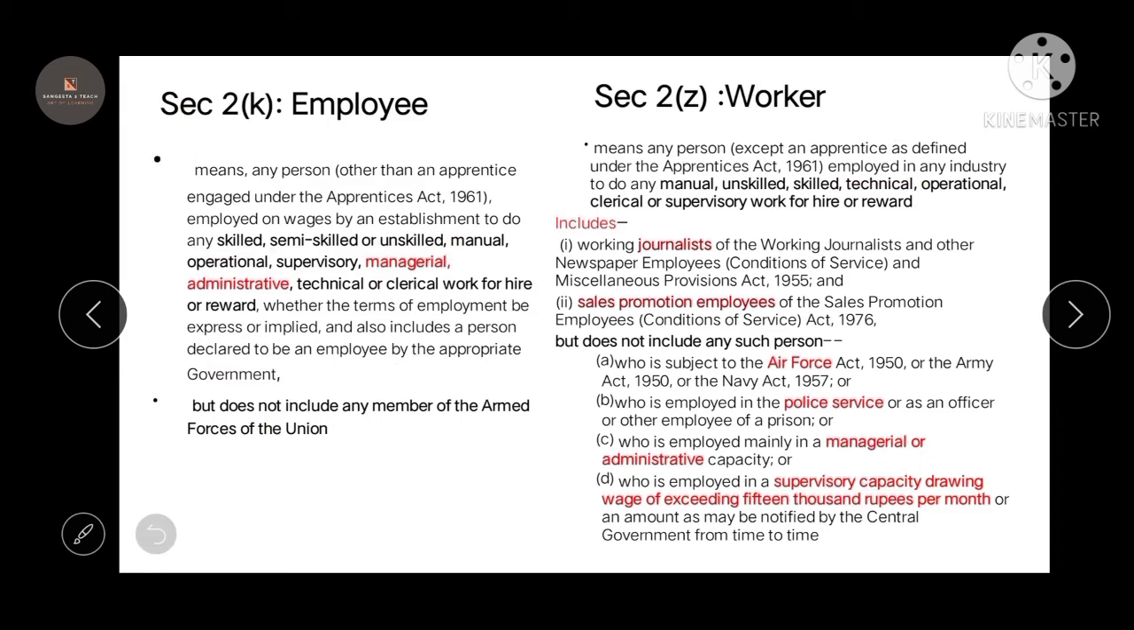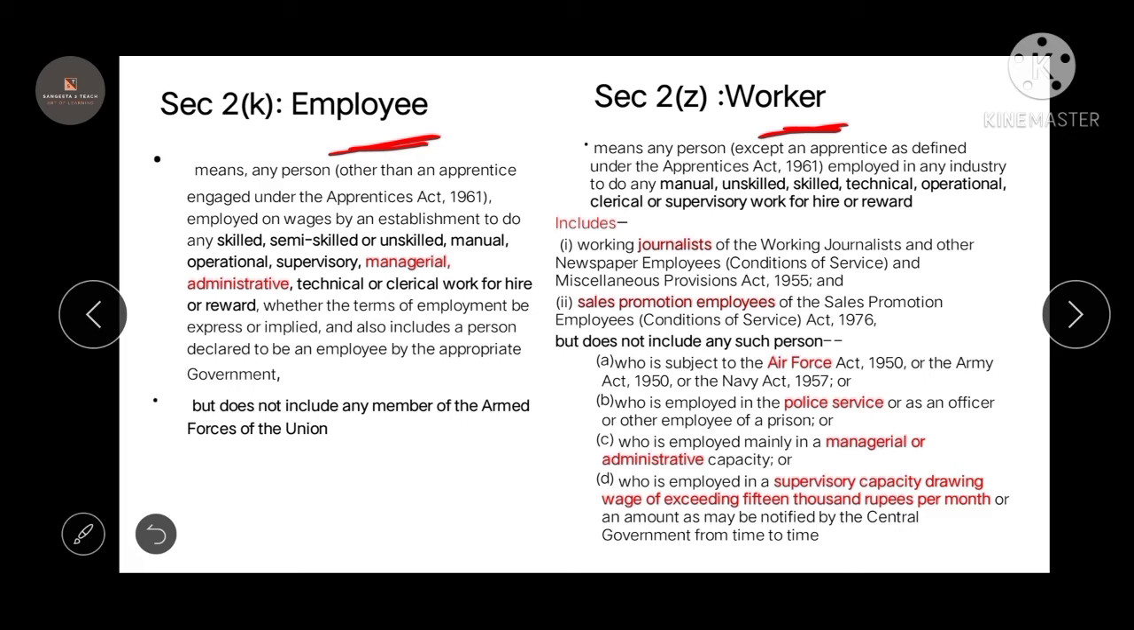And now in this particular slide we are going to talk about who is an employee and who is a worker. This slide will give you clarity about who is an employee and who is a worker. So employee deals with section 2(k), whereas worker deals with section 2(z). An employee is any person other than an apprentice engaged under the Apprentice Act 1961. It can be any work; an employee can be skilled, semi-skilled, unskilled, manual, or supervisory.